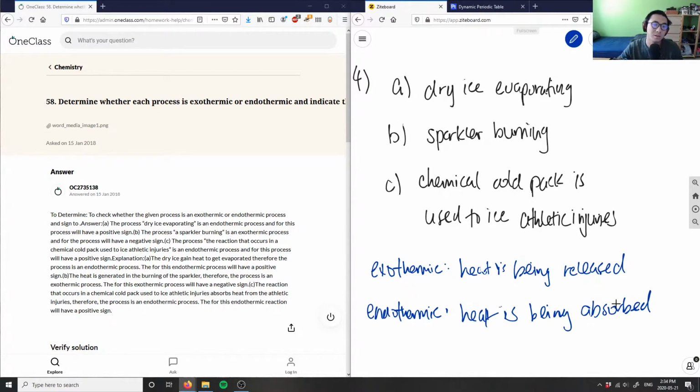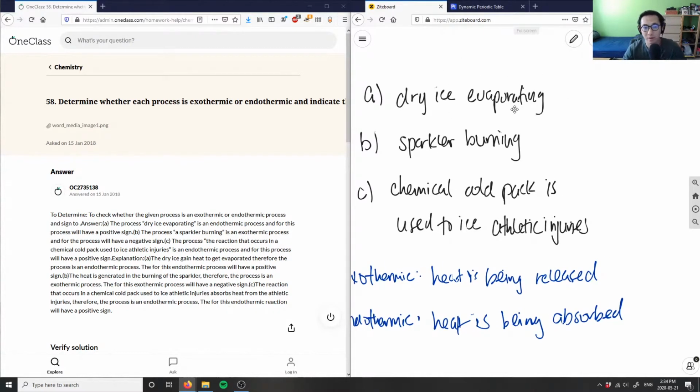So by these definitions, and I think it says indicate the sign here, it's just the sign of delta H. So in this case, we have dry ice evaporating. If the dry ice is evaporating into the air, we don't have to put energy into the system for it to evaporate. It actually evaporates by itself here. So in this case it's going to be an endothermic reaction because heat is being absorbed. It's taking energy from the surroundings, and it's going to go through this physical change of evaporation.